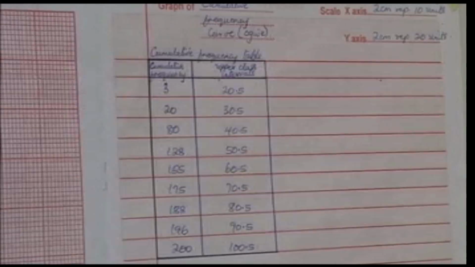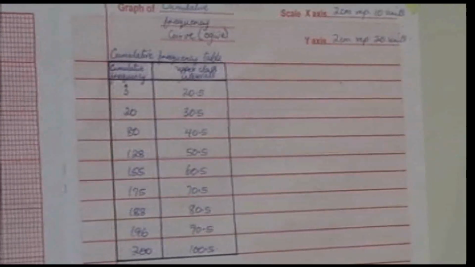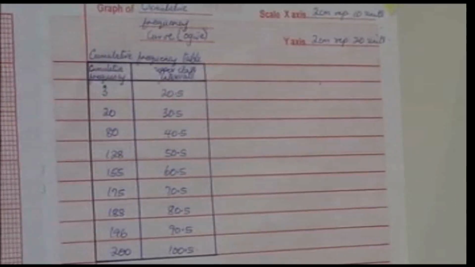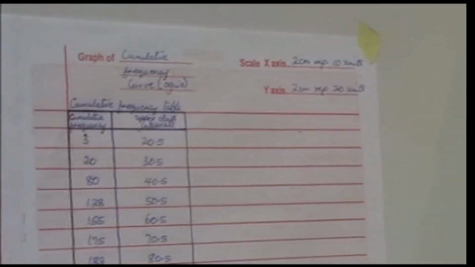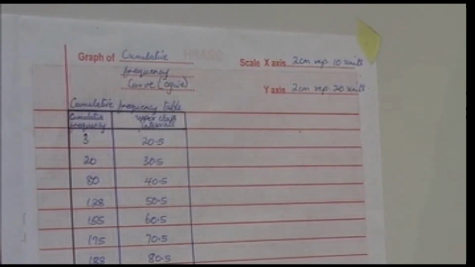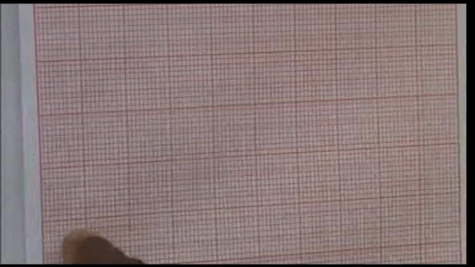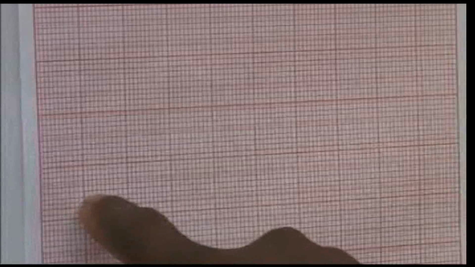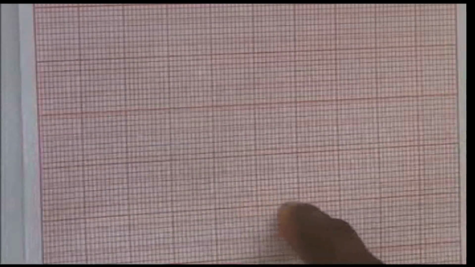So this is the graph paper. We can see it closer now. First of all, let's go to the scale. The scale said on the x-axis, 2 cm will represent 10 units. That means on the horizontal axis, the x-axis, each of these gaps measures 2 cm.